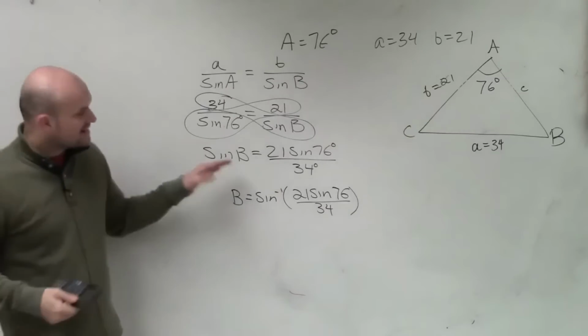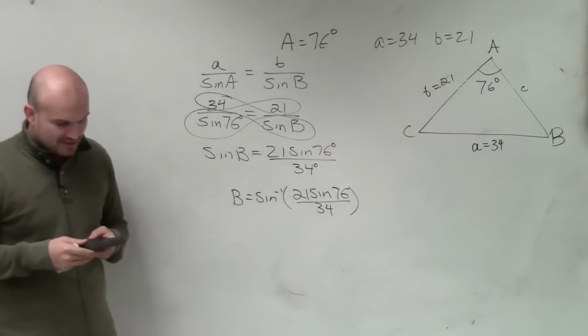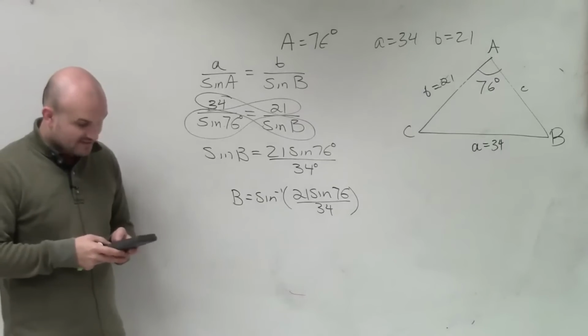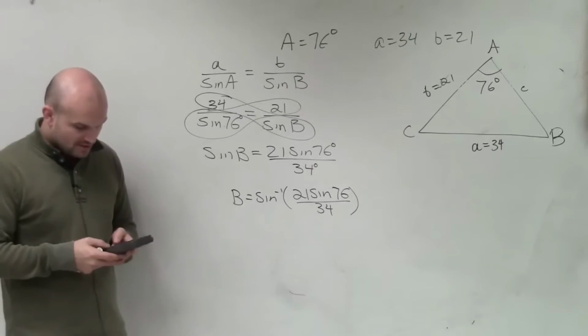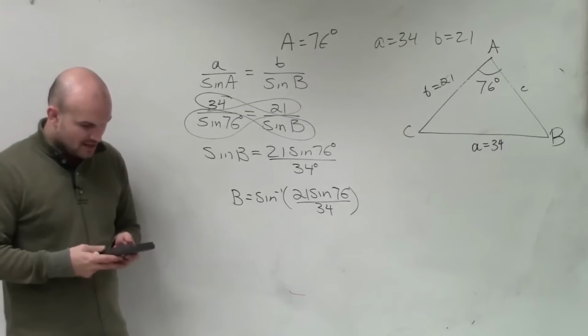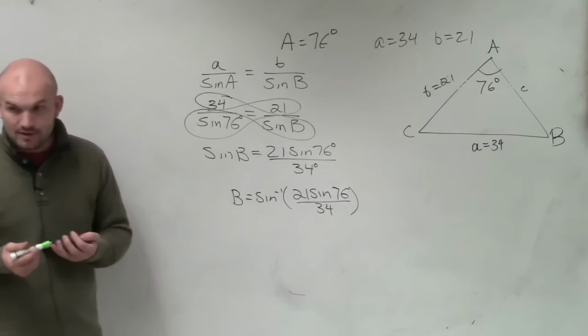So when I have this, I need to use the inverse function. So simply what I'll do is take 21 times the sine of 76, make sure I'm in degree mode, divide it by 34, and then take the inverse sine of my answer, and I get 36.81.